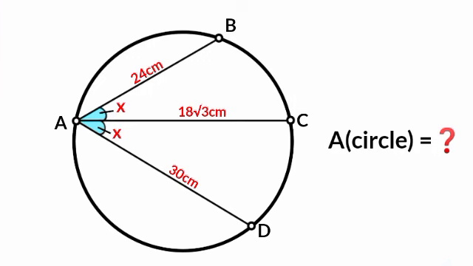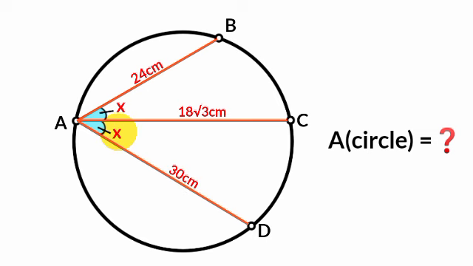Hello everyone, we have a very interesting question here. We are to calculate the area of the circle. We have the length of this chord to be 24 centimeters. The length of this line is 18√3 centimeters, while this is 30 centimeters.